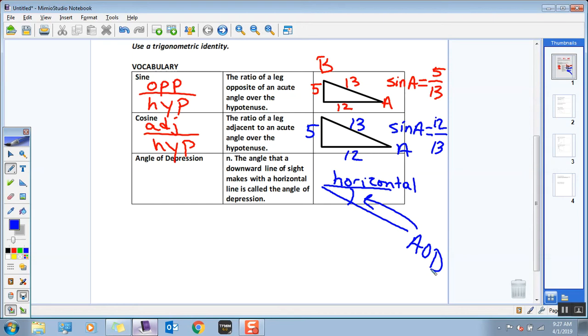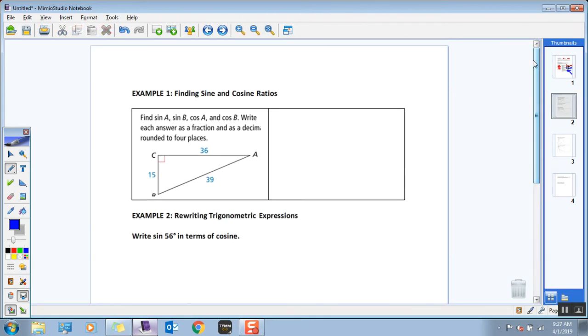Give me a thumbs up if you're all right now. Let's roll. Example number 1, page 2. It says finding the sine and cosine ratios. Find the sine of A, sine of B, cosine of A, cosine of B. Write each answer first as a fraction, then as a decimal to 4 places. I'm going to divide this part up like so.